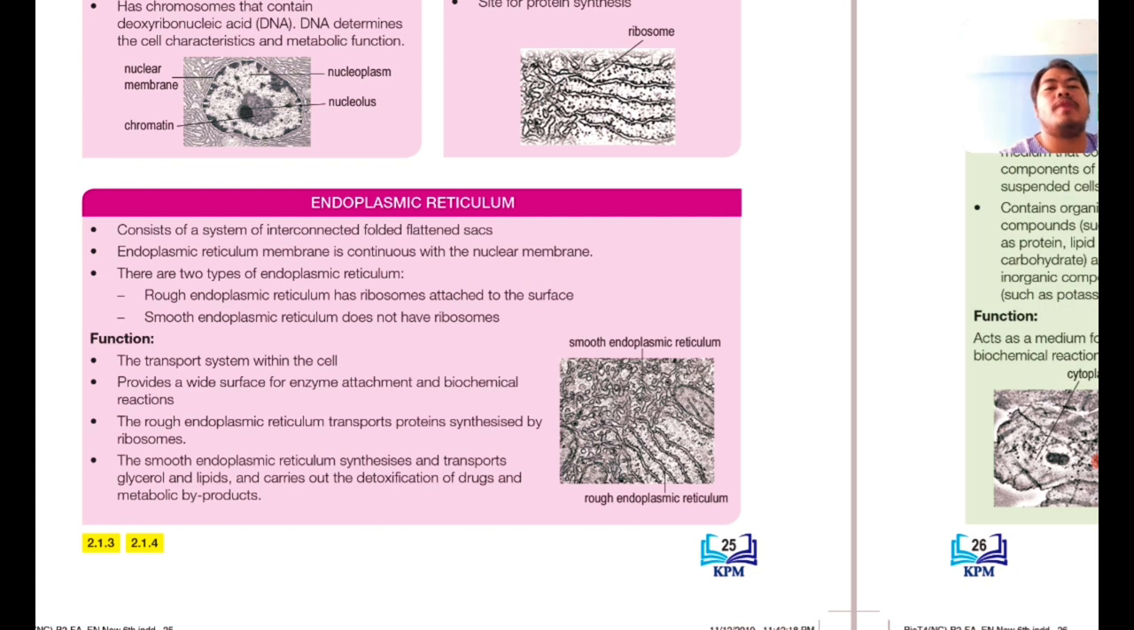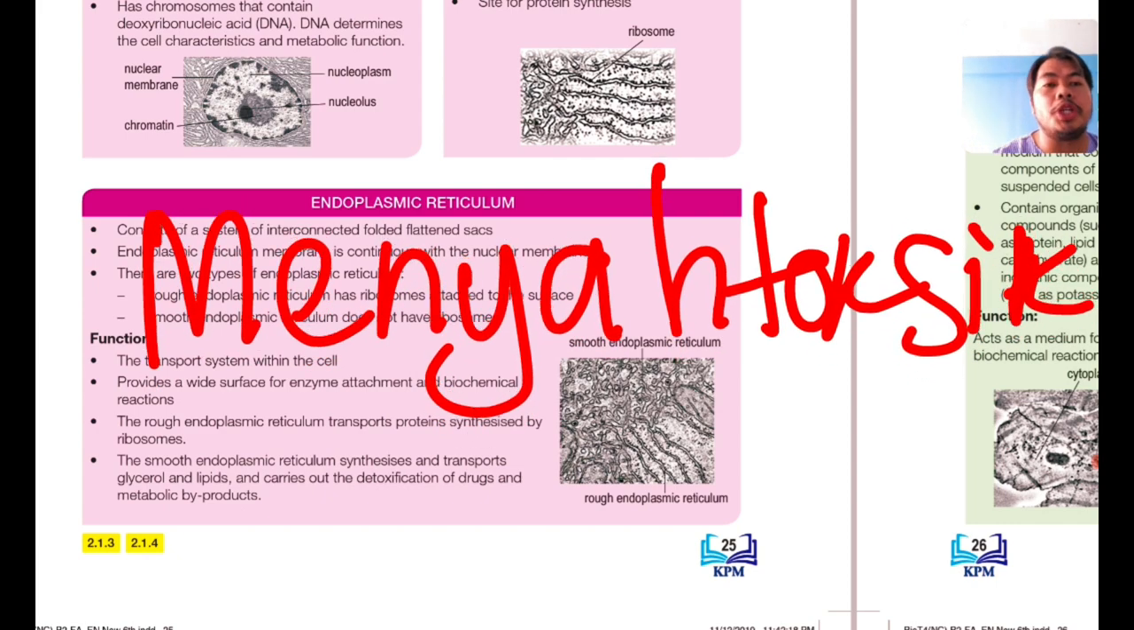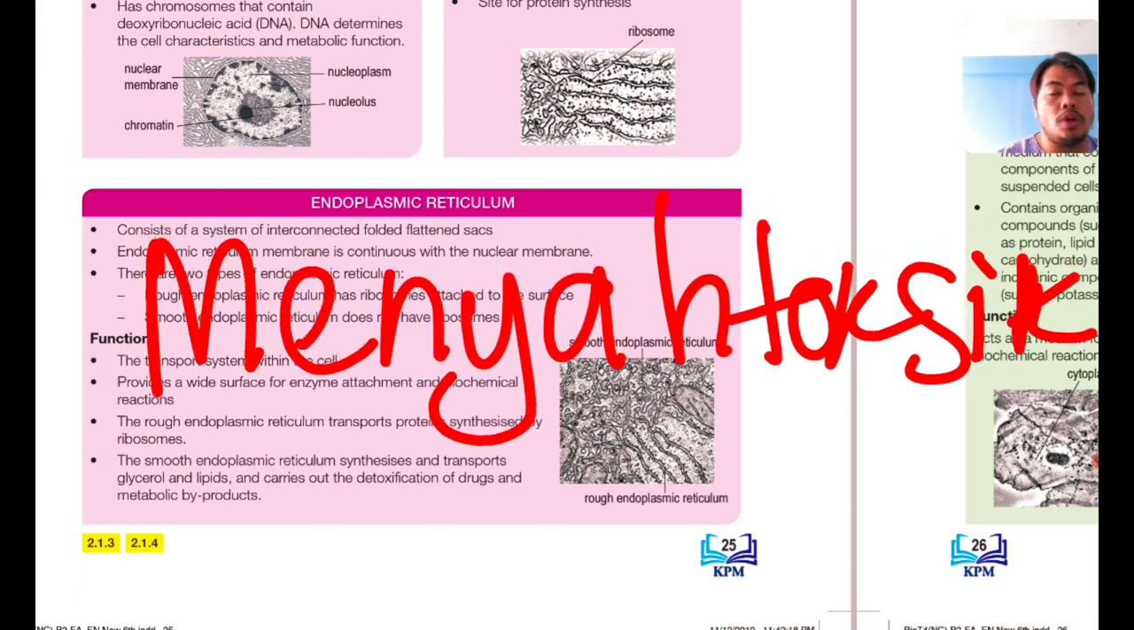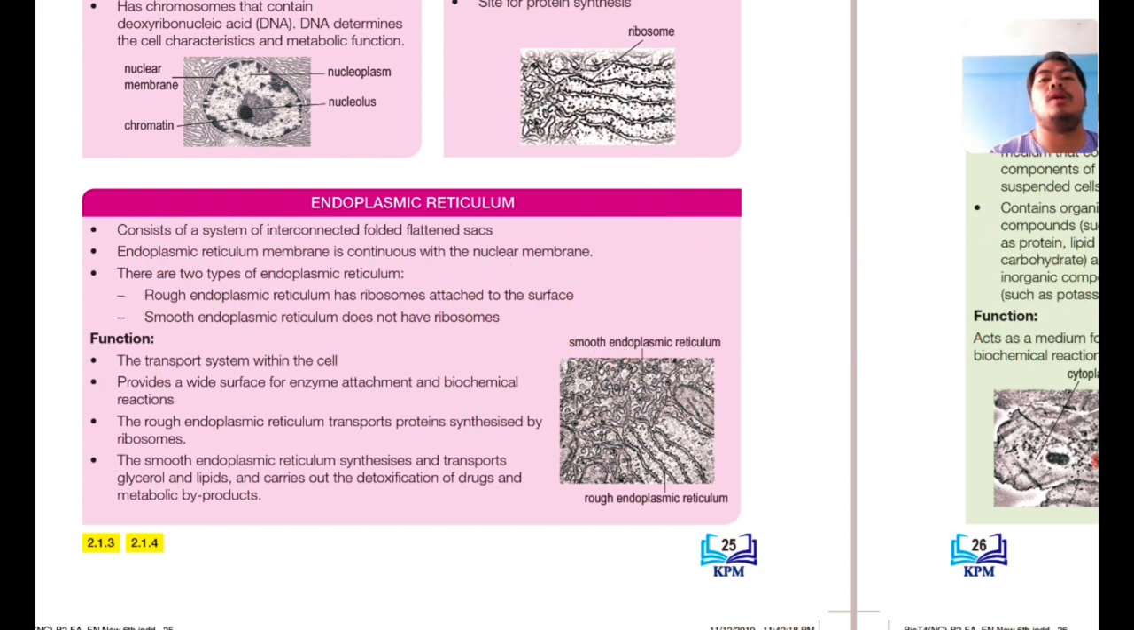It provides a wide surface for enzyme attachment and biochemical reactions. The rough endoplasmic reticulum transports proteins synthesized by the ribosome, so proteins that have been synthesized by the ribosome will be transported to other parts of the cell using the rough endoplasmic reticulum. Whereas the smooth endoplasmic reticulum synthesizes and transports glycerol and lipids and carries out detoxification of drugs and metabolic byproducts. So if toxins enter your body systems, the smooth endoplasmic reticulum will play an important role in overcoming that toxic effect.